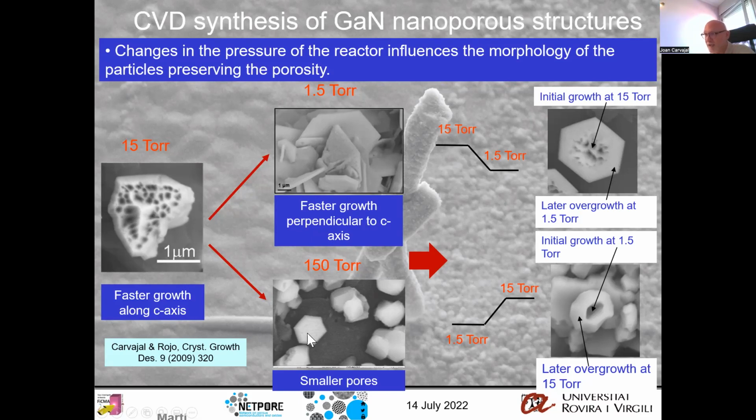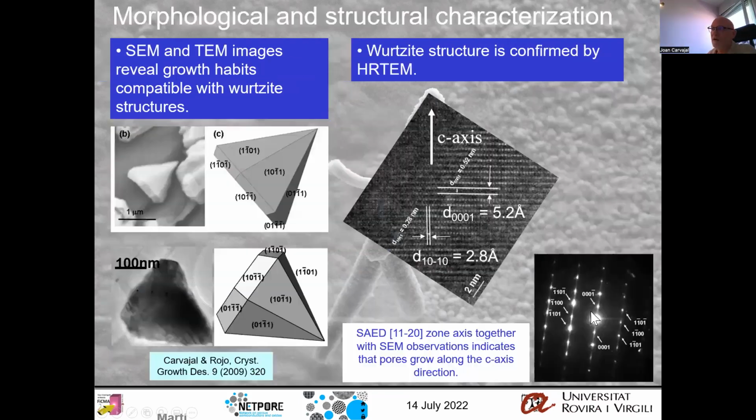I don't know if you can see here the very small pores that we have, but if we again change the pressure during the process, we modify again the morphology of the particles, and we can even control the number of pores, reducing it to just one on the particles.